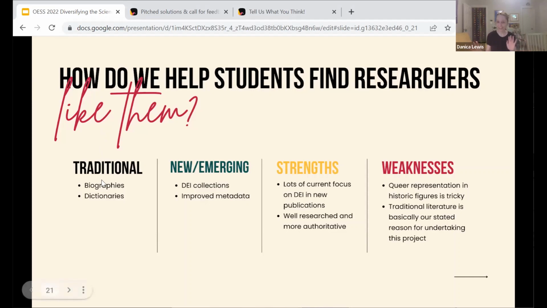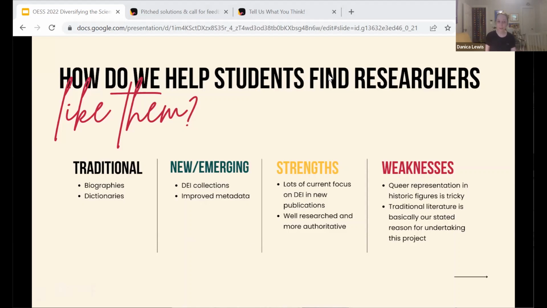So there's some broad categories of information, right? We've got the traditional sources, your dictionaries and biographies. Those have their problems. They're kind of our stated reason for undertaking this project. There's also some new and emerging resources. So there are DEI collections that are being sold commercially that were built specifically to highlight diverse groups. If you're a librarian and you're being sent those title lists, you can use those to find resources, build out your collection, and highlight more diverse groups, make sure they're being represented.